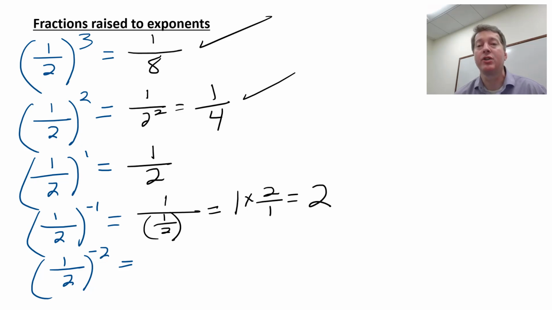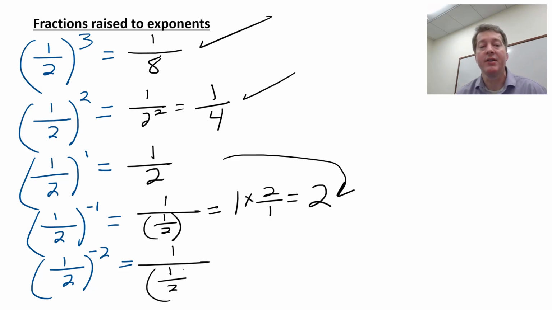So when you have a fraction raised to a negative exponent, the number actually gets bigger, not smaller. 1/2 to the negative 2, same as 1 over 1/2 to the positive 2.